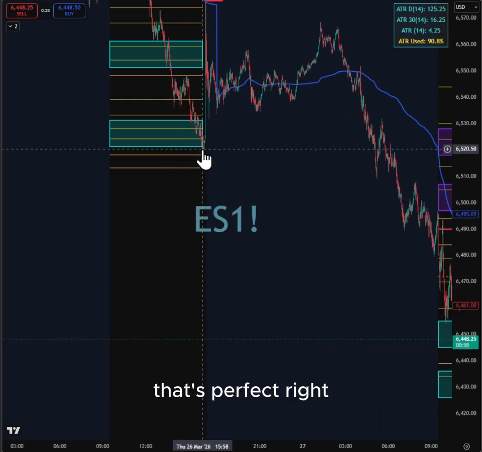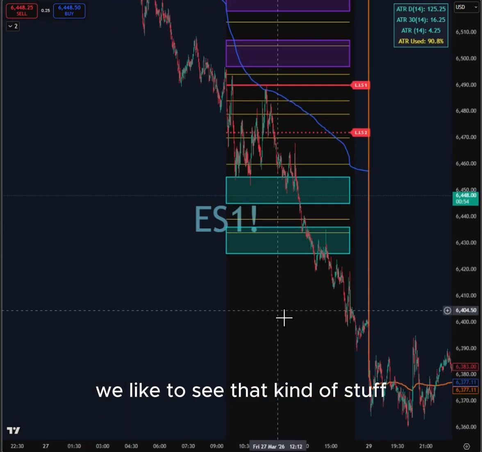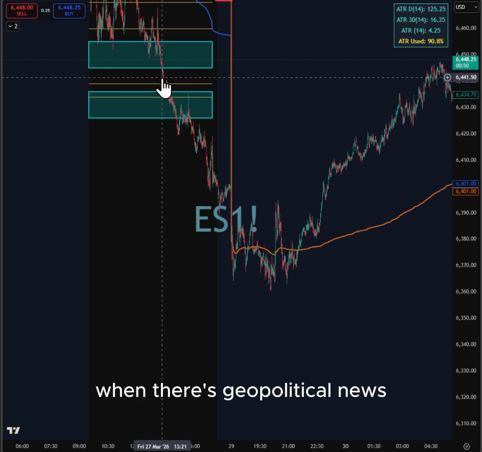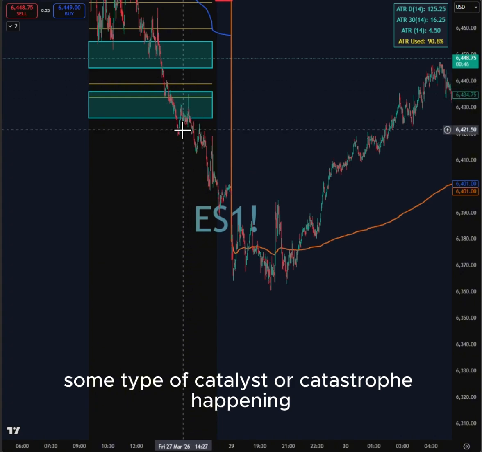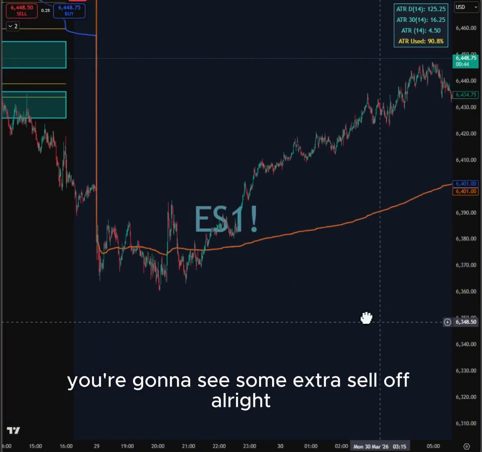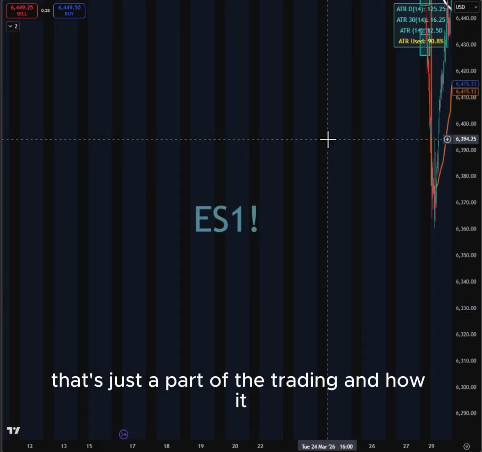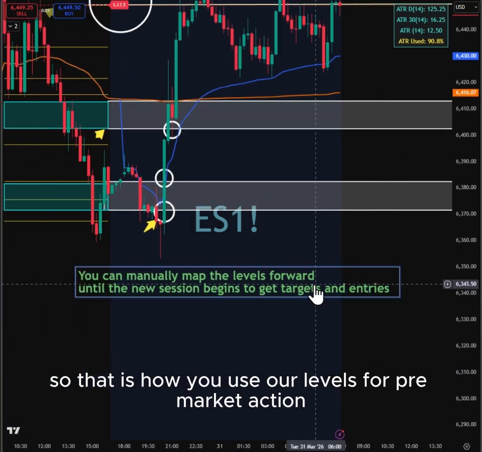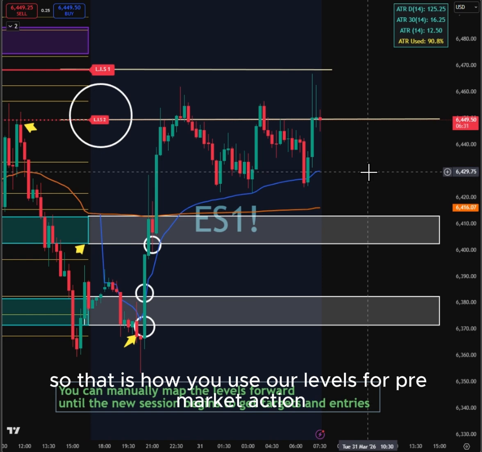See that? I mean, that's perfect, right? Closes right at our level there. We like to see that kind of stuff. But there are times where, when there's geopolitical news, when there's a war, when there's some type of catalyst or catastrophe happening, you're going to see some extra sell-off, all right? And that's just a part of the game. That's just a part of the trading and how things work, okay? So that is how you use our levels for pre-market action.